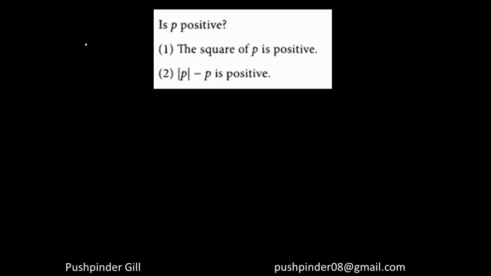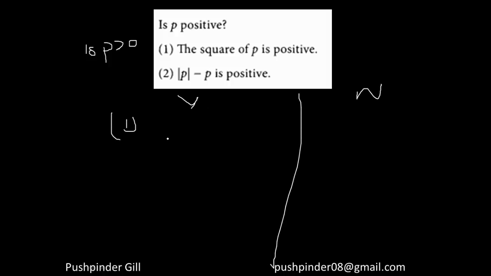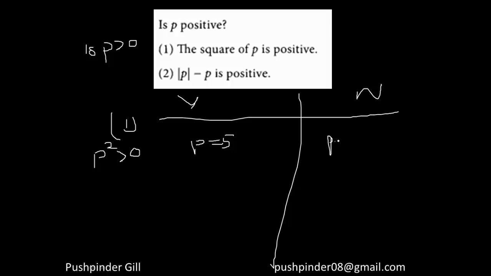Now the question is asking, is P positive or not? Right? So the question is asking, is P positive or not? The first statement. So we have to try getting a yes and try getting a no here, right? Similarly, we'll be doing that. So the first statement is saying that the square of P is positive. So take P to be 5, P square is positive and P is positive. Take P to be minus 4, P square is positive and P is not positive. So I have a yes and I have a no.